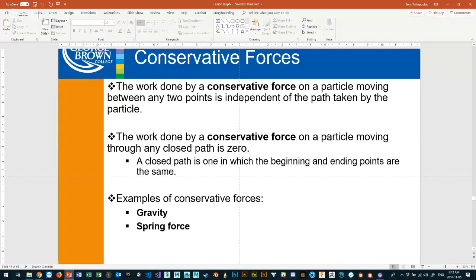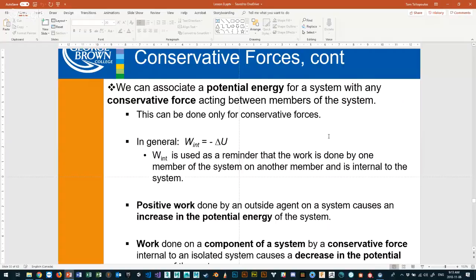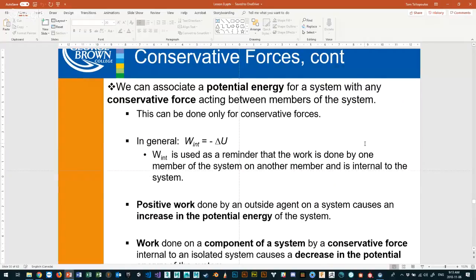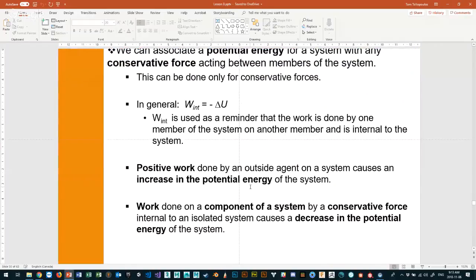So you've got this idea of conservation of energy, okay, that we're going to get into. And we can associate this potential energy for a system with any conservative force, right? And what we mean by conservative force is that the energy has got to go somewhere, okay? So if I decrease the potential energy somehow, it's going to go to kinetic energy. It's got to go somewhere.